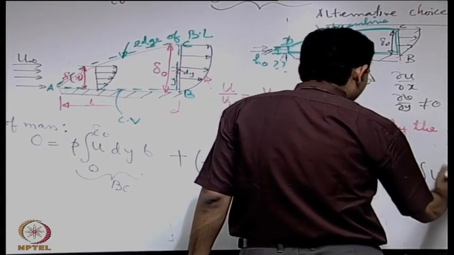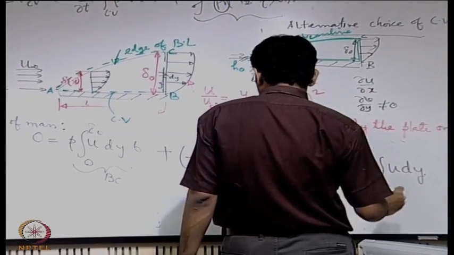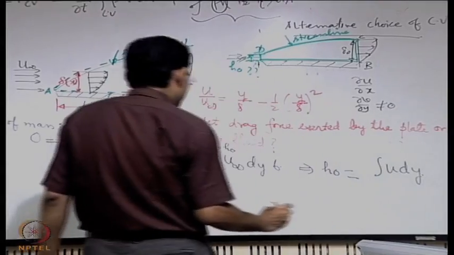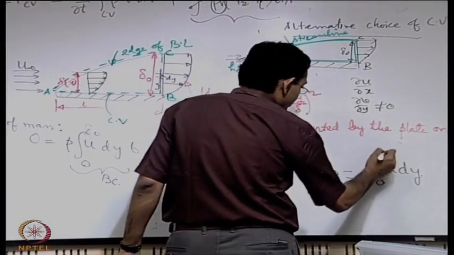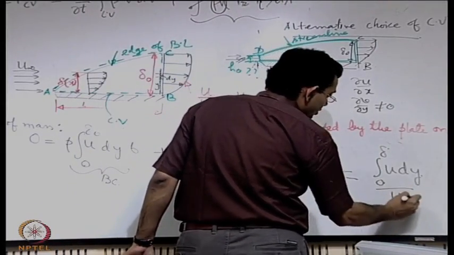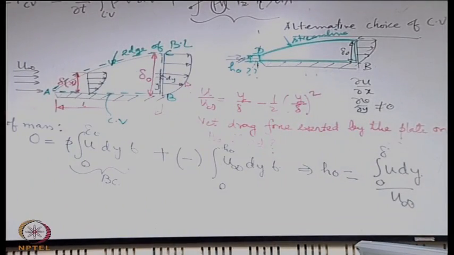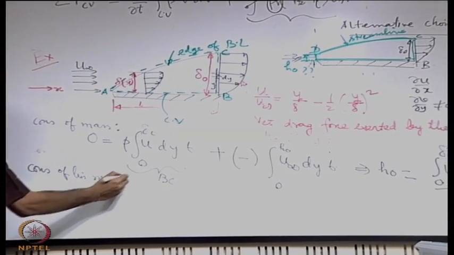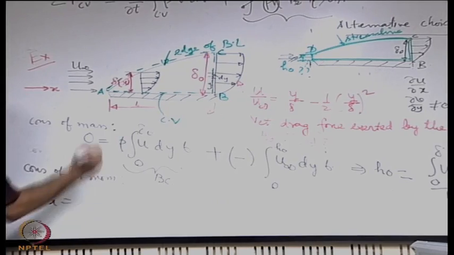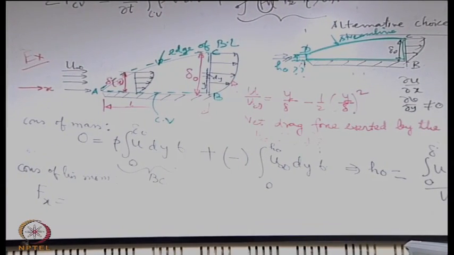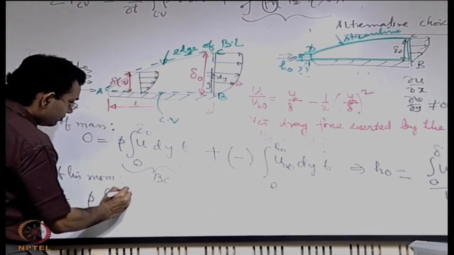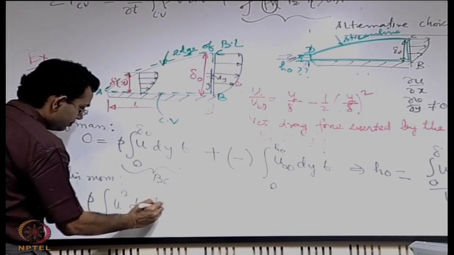So h naught is equal to integral of u dy from 0 to delta divided by u infinity. Then conservation of linear momentum along x: Fx equal to, again only the last term will be there. So for BC you have rho integral of u square dy into b.